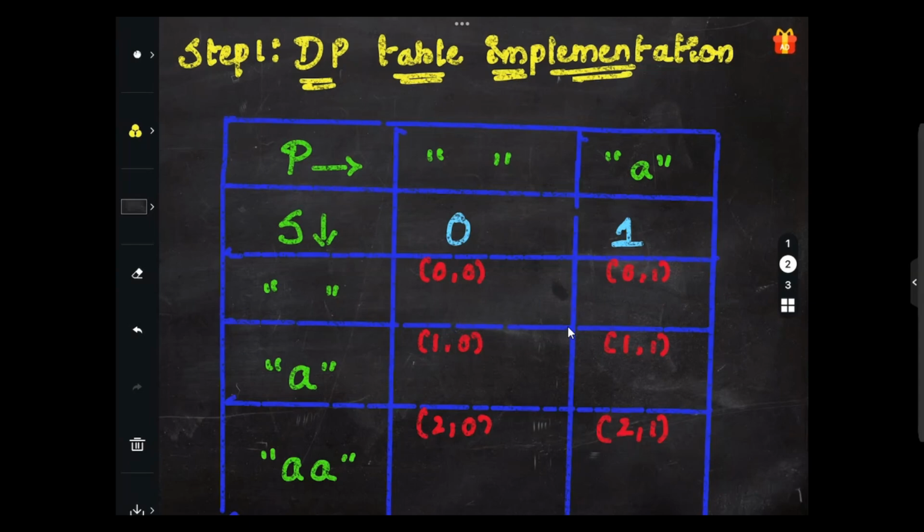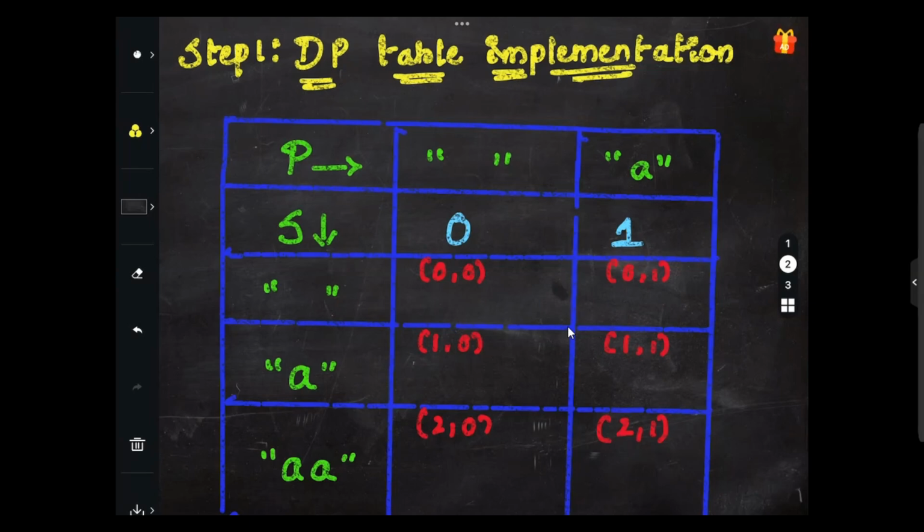First thing is we are going with the 2D DP. We will be creating a 2D DP table where DP of i j represents whether the substring matches the pattern or not. You can clearly see in the table itself, right? P is the pattern and S is the string. So we have to check whether the substring matches the pattern or not. Let's see this one.